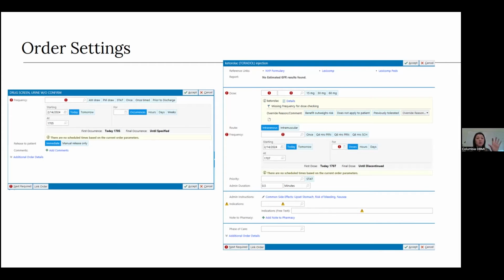was just that each order has a set of fields or elements that may or may not be required and may or may not have something pre-populated. Order changes just counts at the time of signing how many of these fields are different. So if I go and click on AM draw and then PM draw and then accept and sign, that's one order change. If I change this from 1705 to 1800, that's one order change. So filling in and changing the same thing. It's just if it's different.